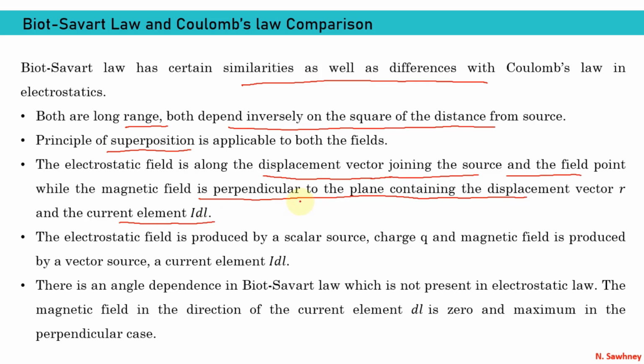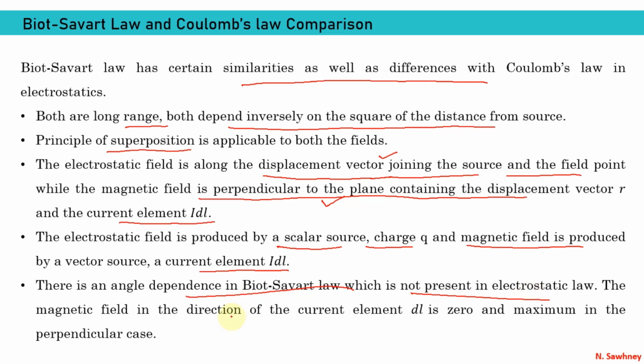In electrostatics, the electrostatic field is along the displacement vector, that is, it is in the same direction. But here the magnetic field is perpendicular to the plane containing the displacement vector and the current element. The electrostatic field is produced by a scalar source, that is the charge, and the magnetic field is produced by a vector source. Here it is a current element IDL. There is an angle dependence in Biot-Savart law that we have just seen, that it is dependent upon theta, which is not present in the electrostatic law.